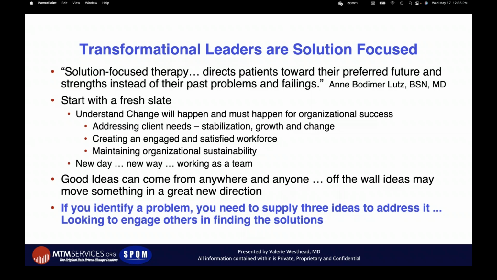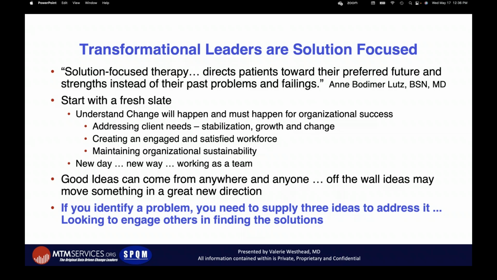Let's think about the future of the organization, the future of the department, the future of the service delivery system that we want. What are the strengths that we have to achieve it, and what do we need to add to make that happen? It means we start with a fresh slate. We are willing to say, let's leave the past outside and let's start thinking about what the change needs to be.